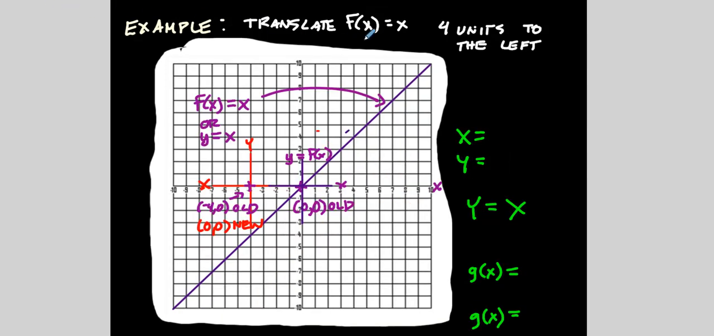All right, let's translate the function f of x equals x 4 units to the left. I'm going to start at the old origin, 0, 0, and move 4 units to the left. In the old coordinate system, this would be the point -4, 0. In the new one, I'm calling it 0, 0. That's capital X, capital Y for the axes. This is going to be a slope of 1 like before, because this is f of x equals 1x. So the function will look like this.